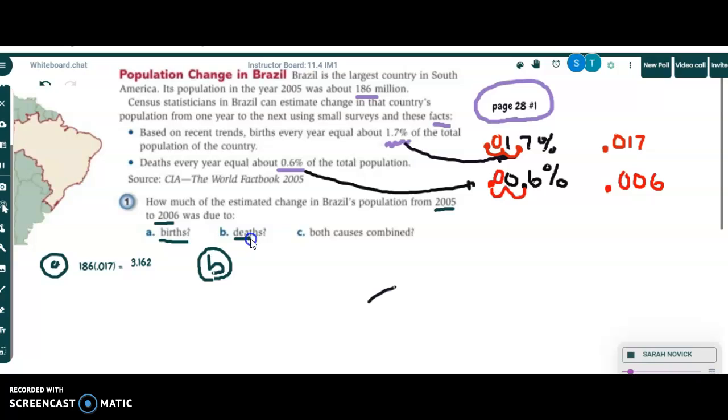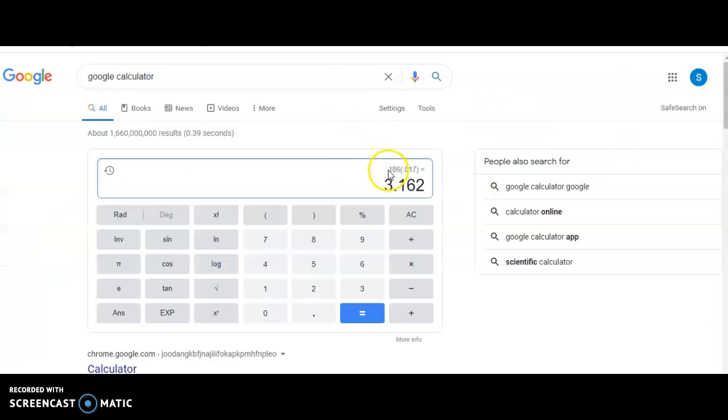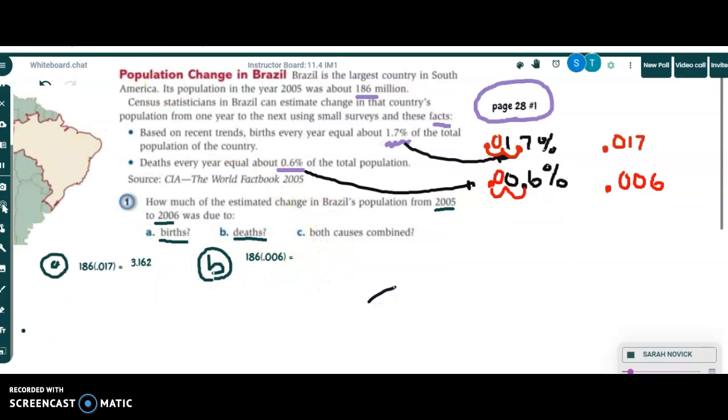Now B is the death rate. So this is where we're going to use this other decimal number because our deaths every year are 0.6%. So our math equation here would be 186 times 0.006. Okay? Which is equal to, well, let's do the math. So let's go back to our calculator. 186 multiplied by 0.006. Okay? 1.116. So let's go back here, and that's our answer. So for C, 1.116. Okay? So this is a decline.